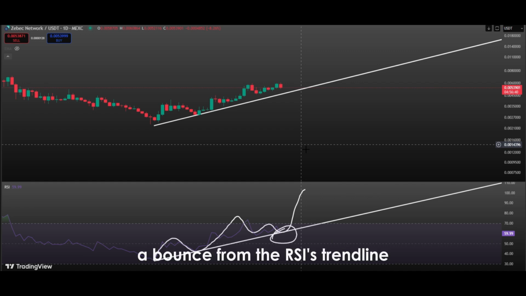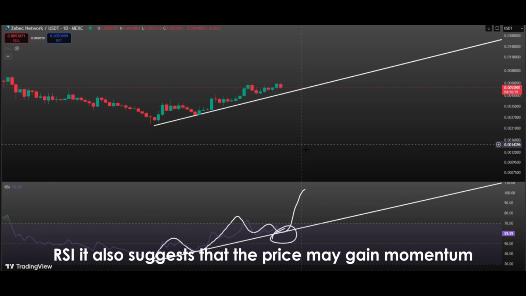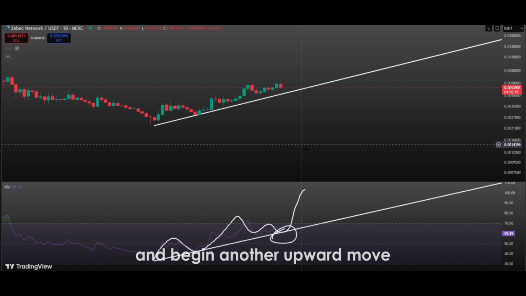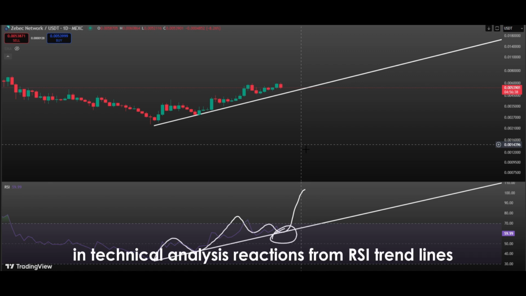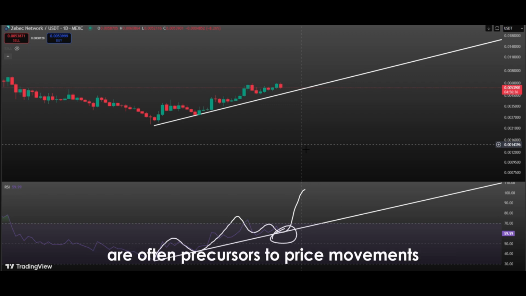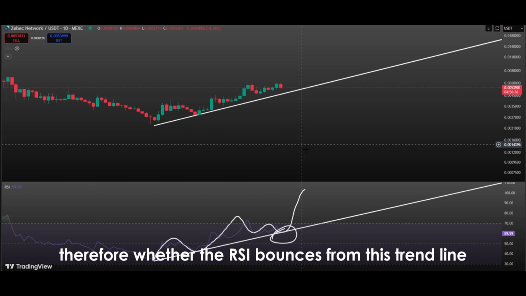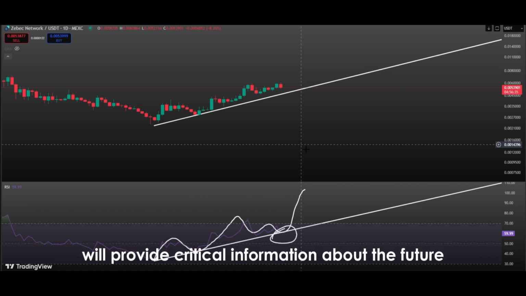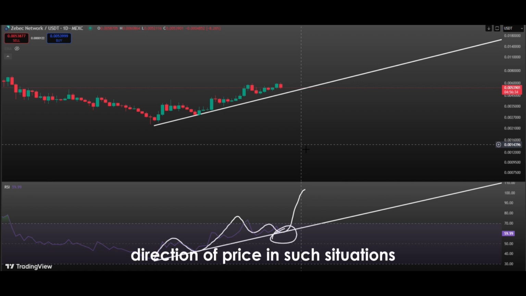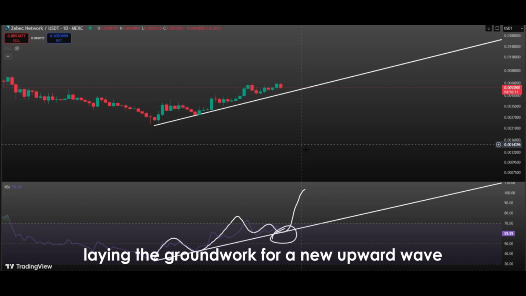At this point, a bounce from the RSI's trend line does not merely mean an increase in RSI, it also suggests that the price may gain momentum and begin another upward move. In technical analysis, reactions from RSI trend lines are often precursors to price movements. Therefore, whether the RSI bounces from this trend line will provide critical information about the future direction of price. In such situations, investors often base their positions on the RSI's reaction to the trend line. If a bounce occurs, it is seen as a buying opportunity, laying the groundwork for a new upward wave.